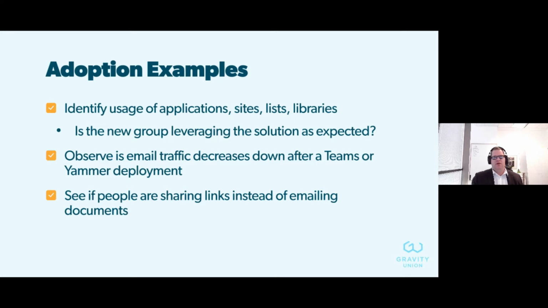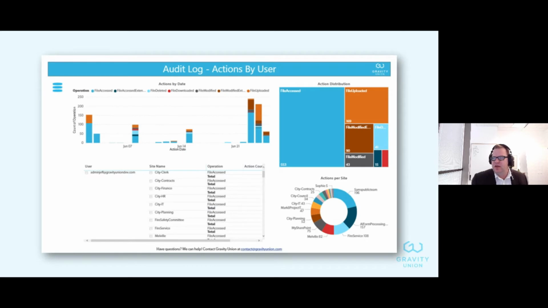You can observe over time if your email or attachments are going down after you deploy Teams or Yammer. So there's lots of cool stuff you can do from that, and dig into your information about adoption and how you're getting value out of the system, and really perhaps demonstrate that ROI to higher-ups and decision makers.